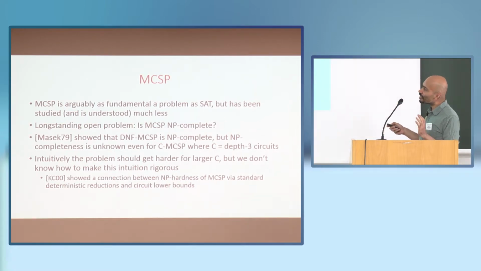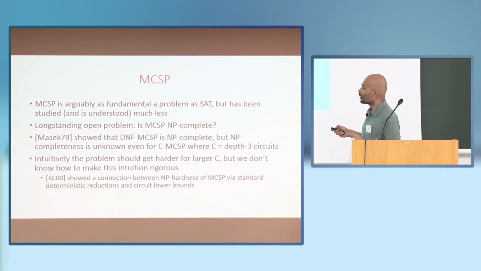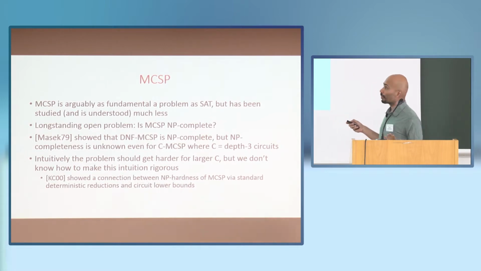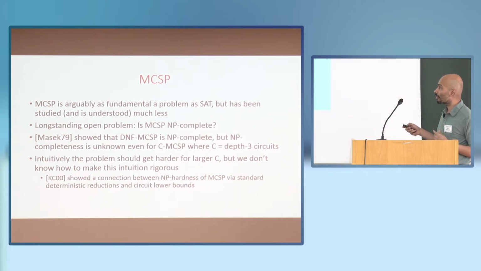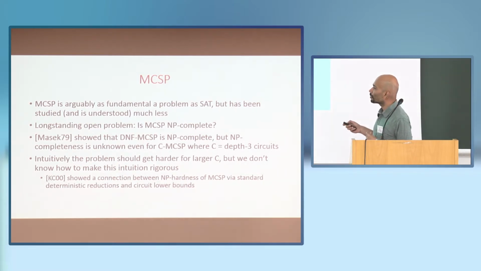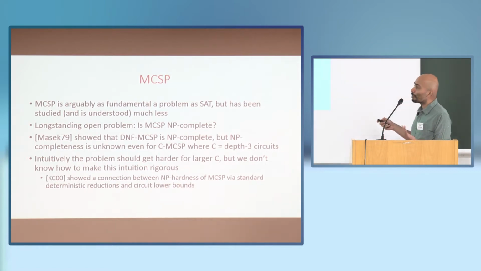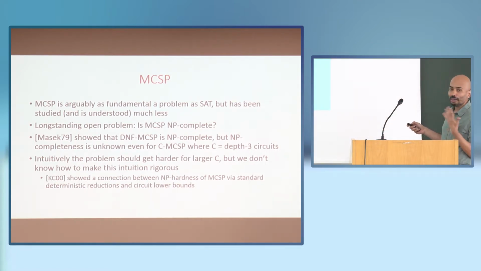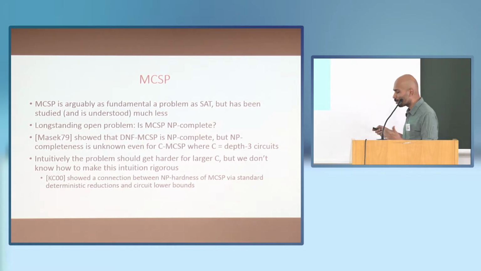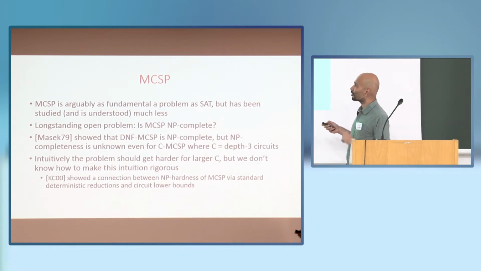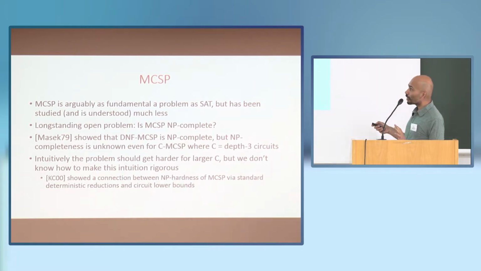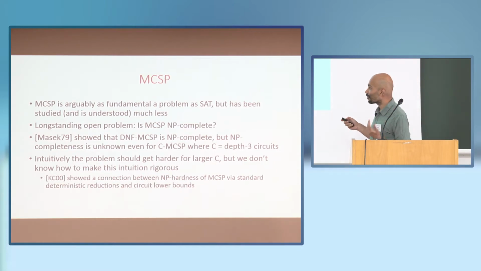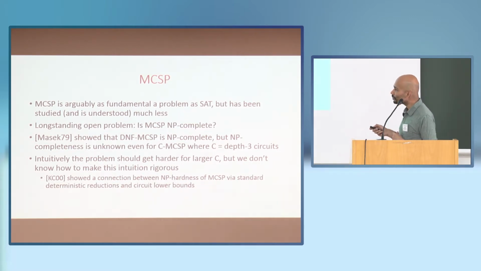MCSP for weaker circuit classes is also interesting. It's been known for a very long time that DNF MCSP is NP-complete via reduction from set cover. I think Masek's original reduction is from circuit SAT, but it's easier to do it from set cover. So when C is a simple class of circuits, NP-completeness is somehow easier to show, which is a bit counterintuitive because you'd expect solving the problem to get harder as C becomes a richer class of circuits. NP-completeness is unknown even for the variant where C is depth 3 circuits. So even this is unknown, and it's perhaps an interesting problem if you want to get into MCSP.